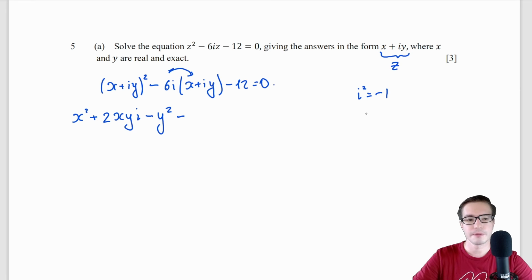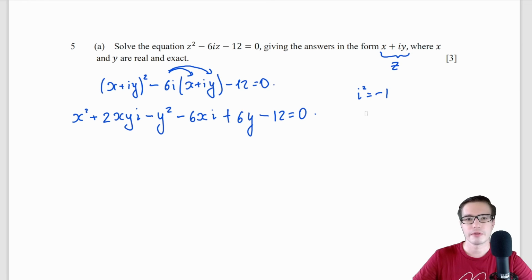Multiply out this bracket. So get minus 6xi. And then I will get minus 6i times iy. And again, this guy, i times i, will be negative 1. So all in all, I will get plus. And then minus 12 equals 0.